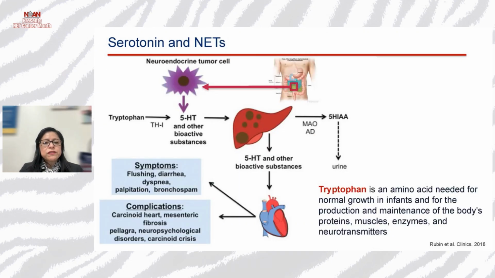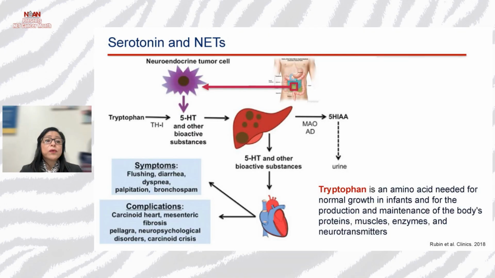So in terms of understanding more about serotonin and neuroendocrine tumors, as we discussed, a little bit of where it is coming from: it comes from tryptophan that is converted to serotonin via the tryptophan hydroxylase and then metabolized in the liver. And that's how we're able to measure it either in the urine or the blood via 5-HIAA.